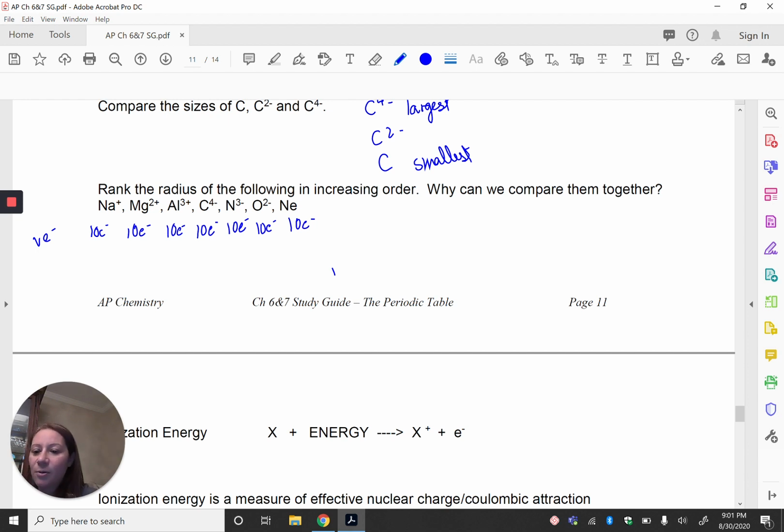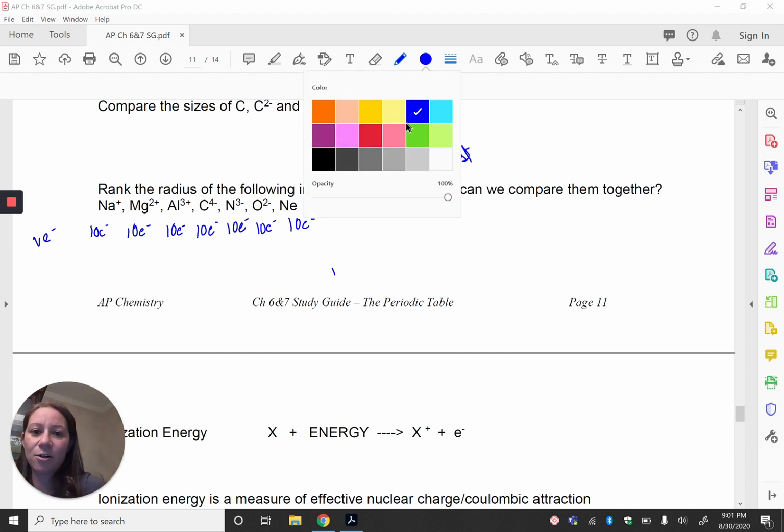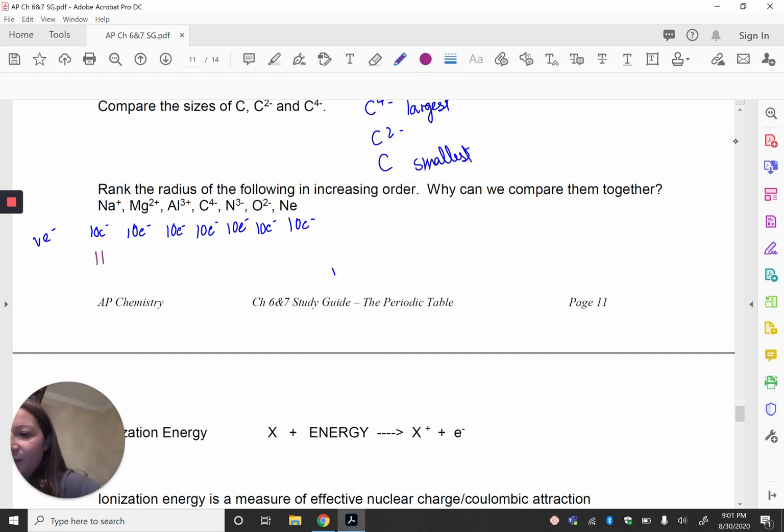So since they all have the same number of valence electrons, what's the difference? Well, the difference in this case is the protons, right? We just said they have different numbers of protons. So let's see how many protons they have. Sodium has 11. This one has 12. This one has 13. This one has 6, 7, 8, and 10. This is the number of protons. So we're doing increasing order. That means from smallest to largest.